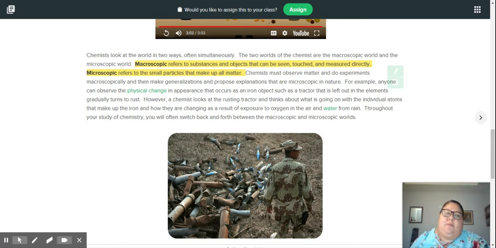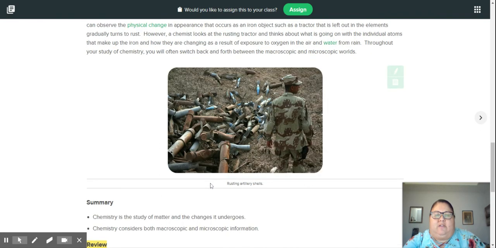Okay, so you know what I mean about macroscopic and microscopic? Throughout your study of chemistry, you will often switch back and forth between macroscopic and microscopic worlds. Okay, so here you have a macroscopic view of artillery shells. Artillery shells are those things that people in the military use to throw bombs or make explosions that will hurt other soldiers from the opposing country or militia or whatever it is.